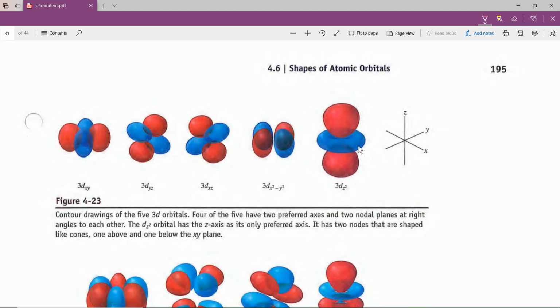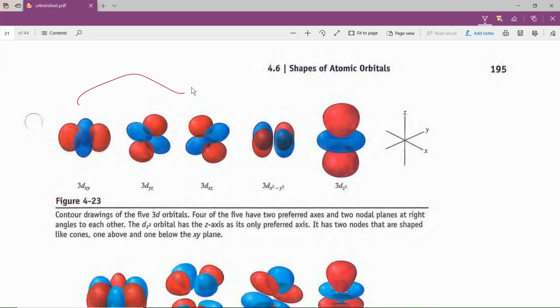Everyone's favorite is the 3dz squared because it looks like you're going to Tim Hortons, right? Or it's a hula hoop, something like that. So you have the 3dxy, 3dyz, and 3dxz, where the lobes are concentrated at 45-degree angles to the axes, and then the 3dx squared minus y squared, where they're concentrated along the axes, and then the 3dz squared. So 5 d orbitals in total in a d subshell.